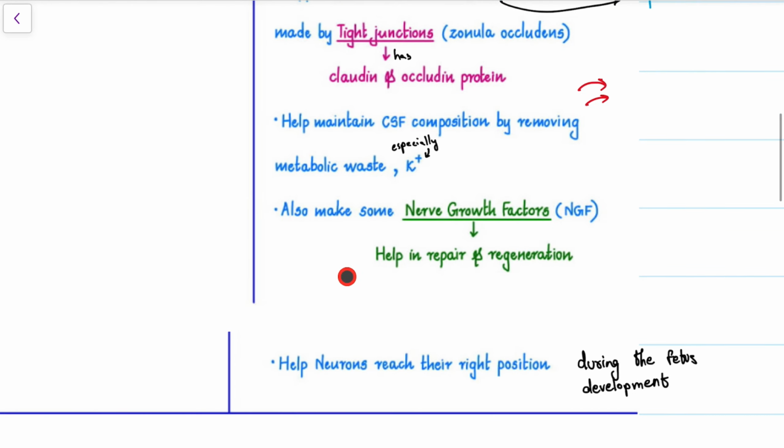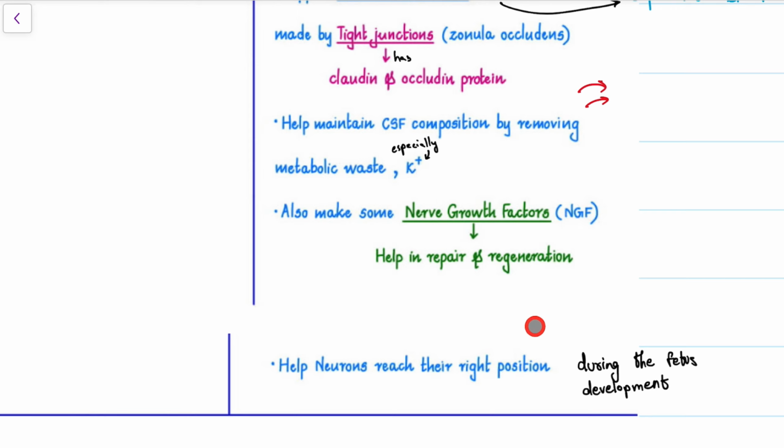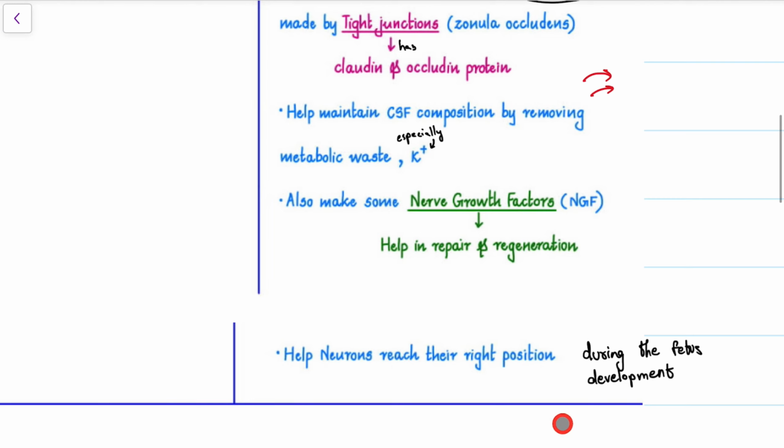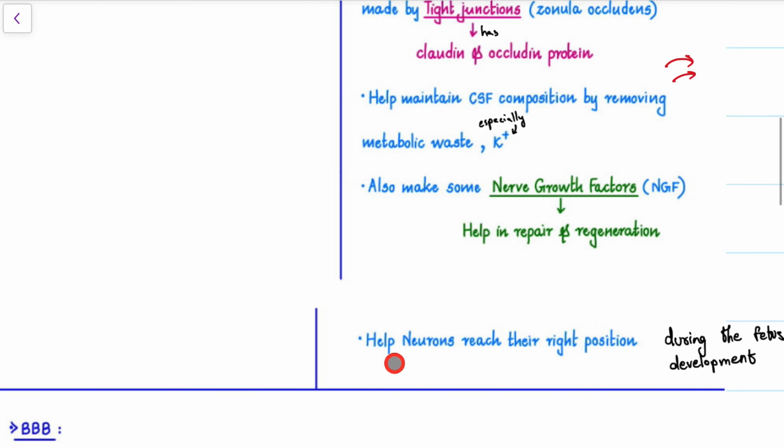And it also makes nerve growth factors. You see, new nerves can't actually be formed, but the nerve can actually be repaired and regenerated. And during fetal development, these glial cells or astrocytes show the direction to the neuron and place the neurons in the right position.